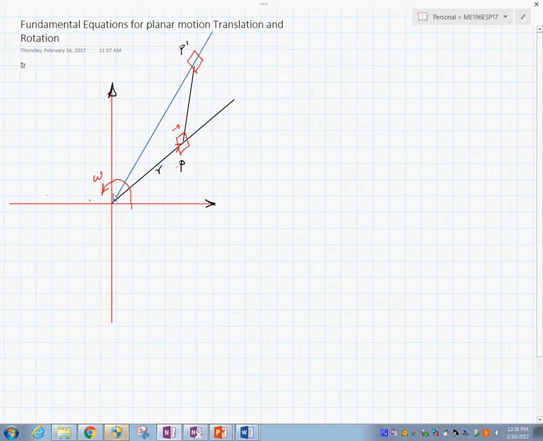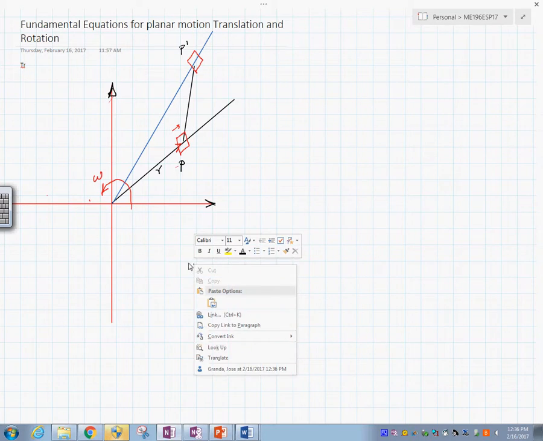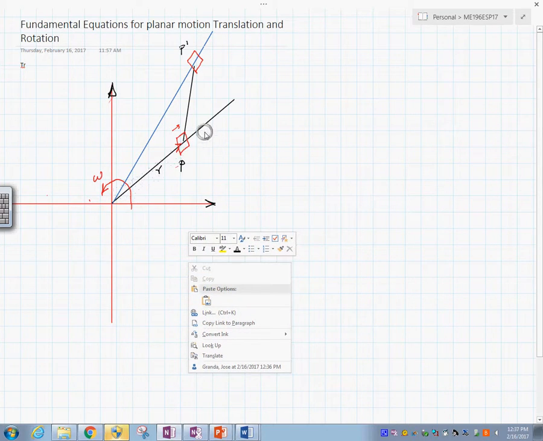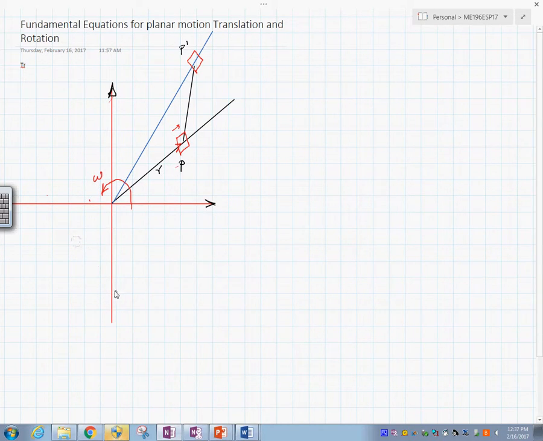We have this rod, this black line. This little square is a collar that slides on the rod, but the rod is rotating with omega at the same time. It's rotating with omega at the same time.